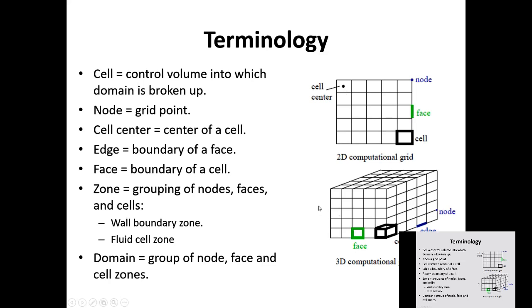Face is the 2D representation of it. And zone is a group of cells. So you can have, for example, the boundary. One boundary is a zone. And the domain is a group of nodes, faces or cells. It can be anything: nodes, faces or cells. Domain is a part of that. You can say the fluid domain. If you say the fluid domain, it's everything.